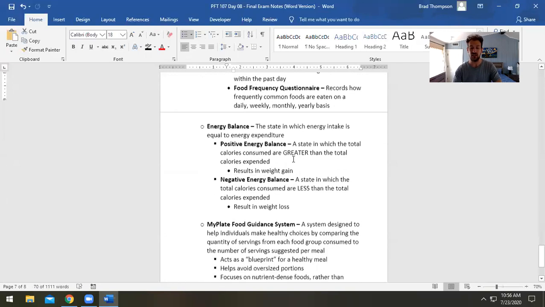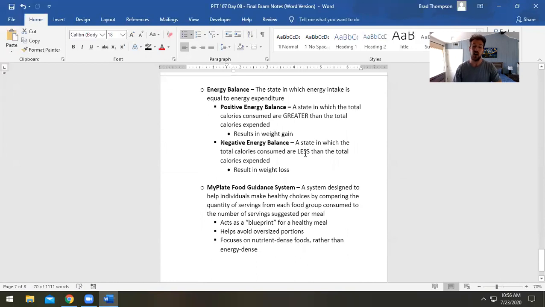So when we are guiding our clients, we want to help them understand the concept of energy balance, right? This is one of the key principles of understanding weight loss or weight gain. Energy balance is the amount of energy coming in versus the amount of energy going out. So how much energy you're expending per day versus how much food you are consuming. A positive energy balance is where there are more calories coming in than the amount of calories going out through activity each day.